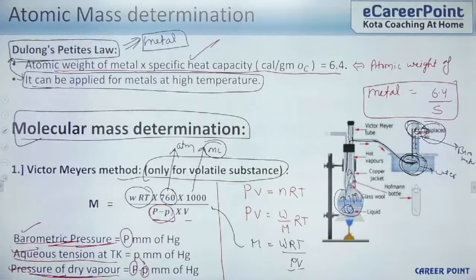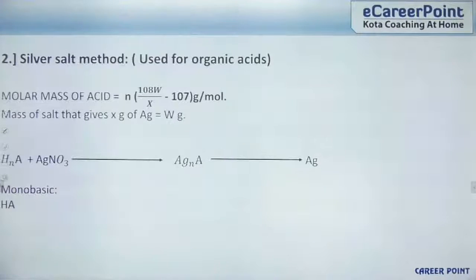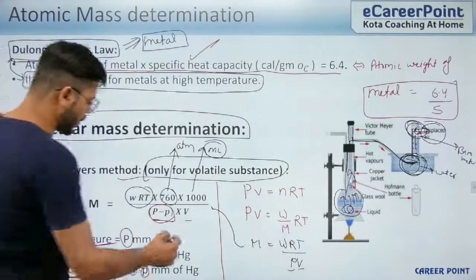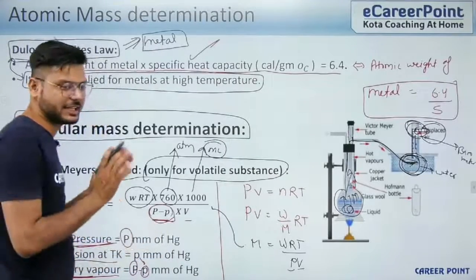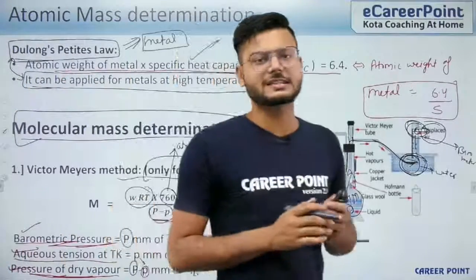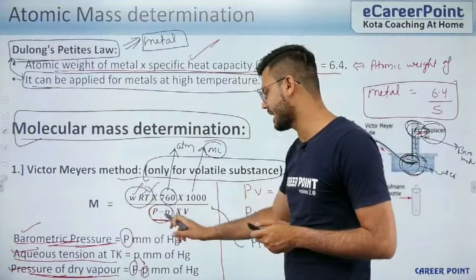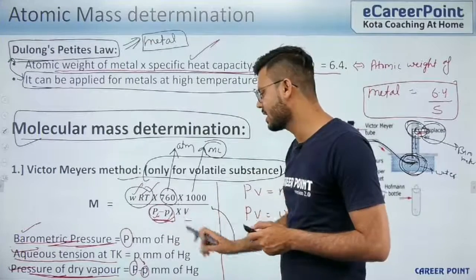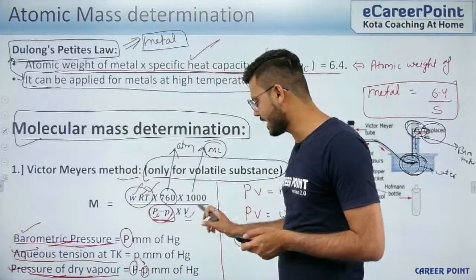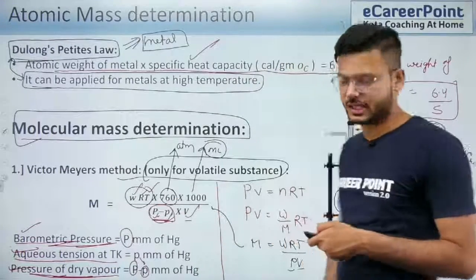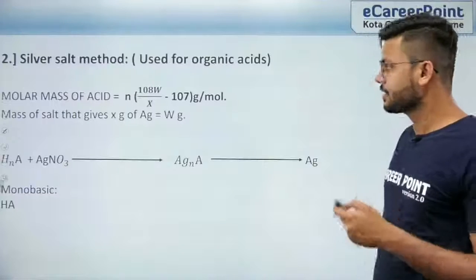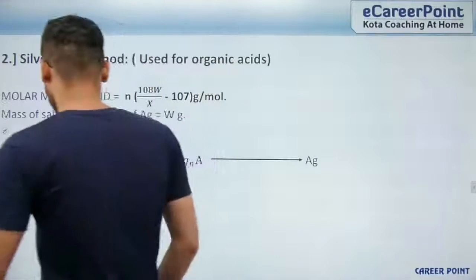So we got the pressure, and ultimately each term is now clear. In the exam, the weight, temperature, barometric pressure, aqueous tension of the water, and the volume will be given to you. You just need to calculate the molar mass. Now the next important method is the silver salt method.